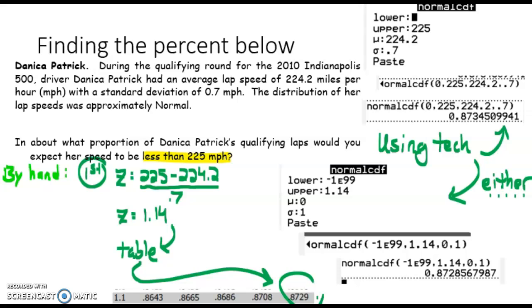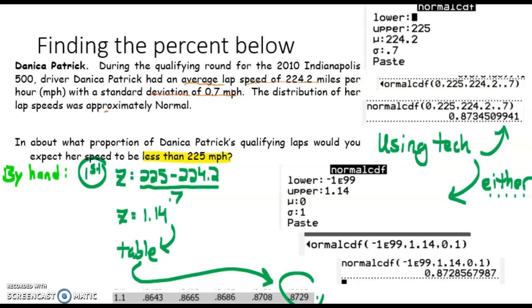So Danica Patrick, you got qualifying round, Indianapolis 500. She is going to have an average lap speed of 224, coming right through there. And you're going to have a standard deviation of 0.7. So make sure you take a note. Those are the pertinents. And the distribution of her lap speeds was approximately normal.